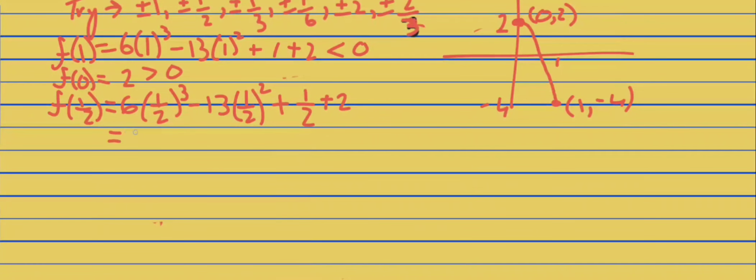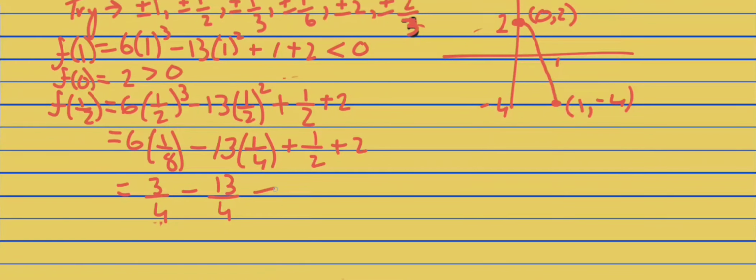If we work that out, we have 6 times half cubed is 1/8. That's 13 times 1/2 squared is 1/4, plus 1/2 plus 2. 6/8 is the same as 3/4, minus 13 times 1/4 is 13 quarters. Plus 1/2, positive 1/2 is the same as positive 2/4. And plus 2, well, 2 is the same as 8/4, right?